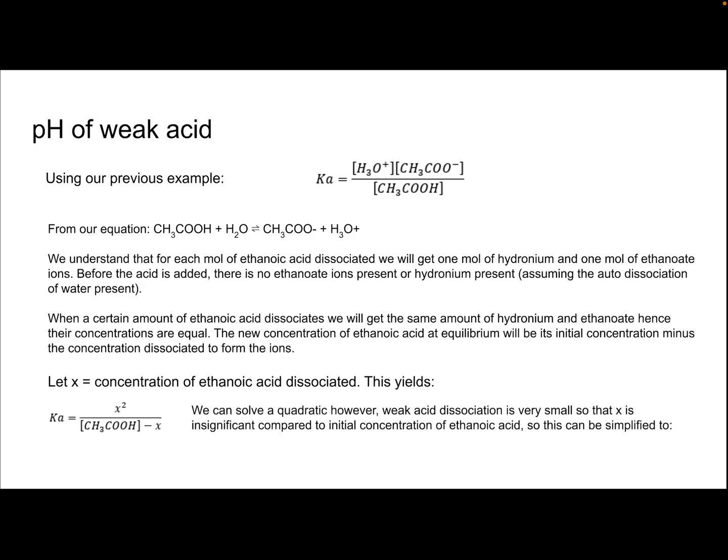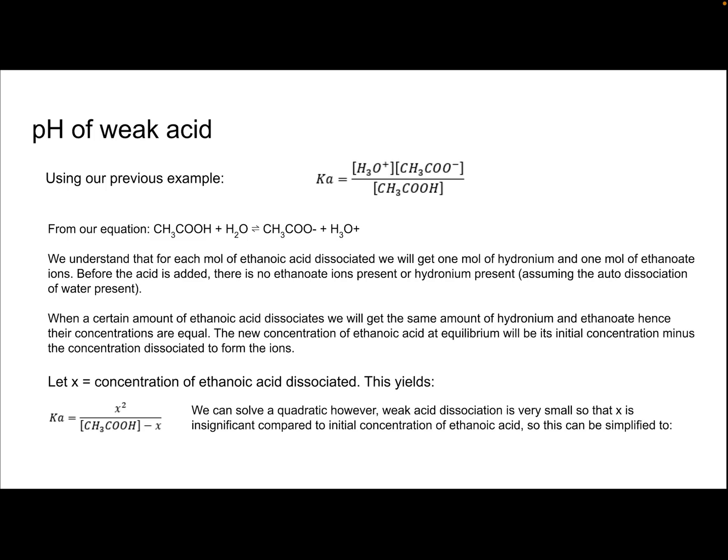So as I mentioned before, we can solve a quadratic. However, we know that the weak acid dissociation is very, very small. So X is a very, very small number. And usually your concentration of ethanoic acid is going to be a lot bigger than X, okay? So because that is the case, we can assume that the concentration of ethanoic acid minus the amount that's been lost is still going to be approximately the same as what we had before. So we can just consider that minus X as negligible.